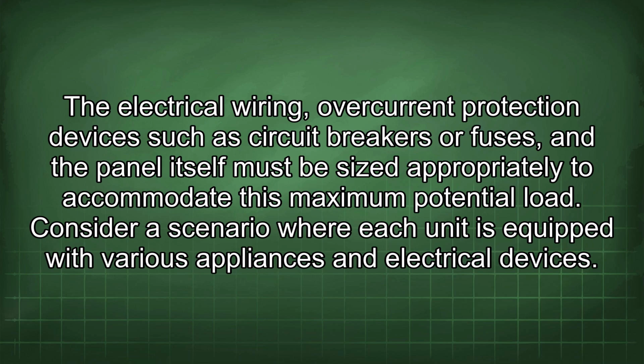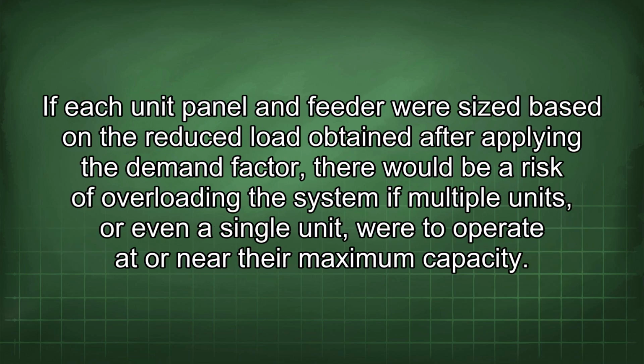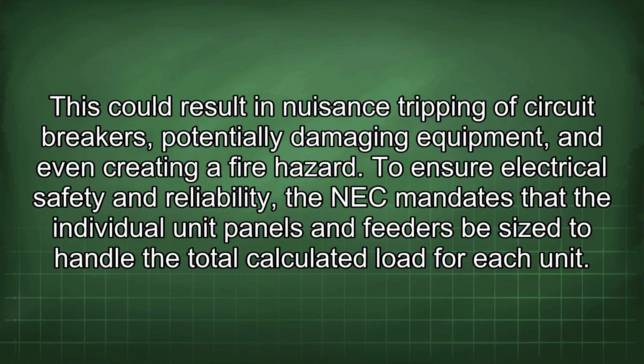Consider a scenario where each unit is equipped with various appliances and electrical devices. If each unit panel and feeder was sized based on the reduced load obtained after applying the demand factor, there would be a risk of overloading the system if multiple units, or even a single unit, were to operate at or near their maximum capacity. This could result in nuisance tripping of circuit breakers, potentially damaging equipment, and even creating a fire hazard.